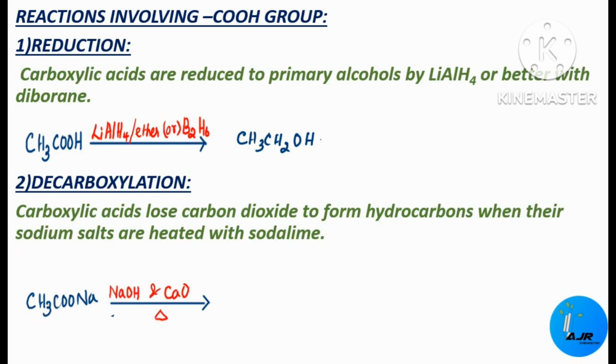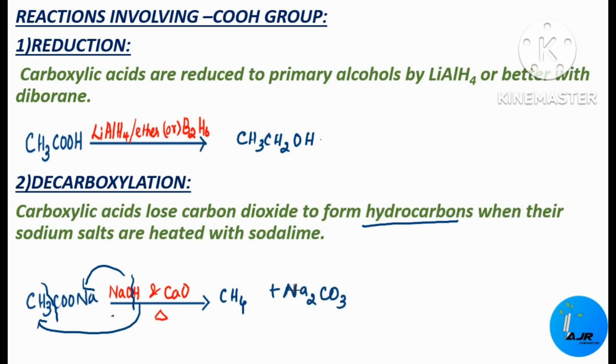CH3COONa. So what happens here? There will be a break, right? Now this is sodium hydroxide. Here also there will be a break. So this will be combining here, and this hydrogen will be combining with CH3. So we'll be getting the product CH4. As I told you, we'll be getting the hydrocarbon plus Na2CO3. This is the product. So the carbon dioxide is lost, and we are getting Na2CO3 plus a hydrocarbon, that is CH4.